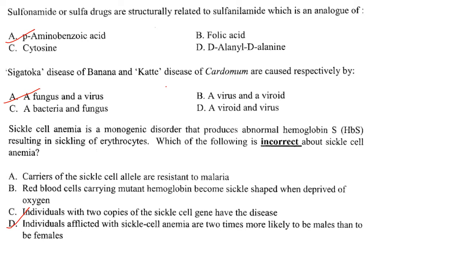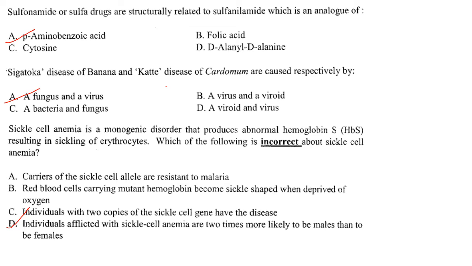The next one. Sulfonamide or sulfa drugs are structurally related to sulfanilamide, which is an analog of para-aminobenzoic acid. Answer is option A. Sigatoka disease of banana and Katte disease of cardamom are caused respectively by. So black Sigatoka is a leaf disease of banana caused by the fungus Pseudocercospora, and Katte disease of cardamom is caused by cardamom mosaic virus. So the answer is option A, that is fungus and a virus.